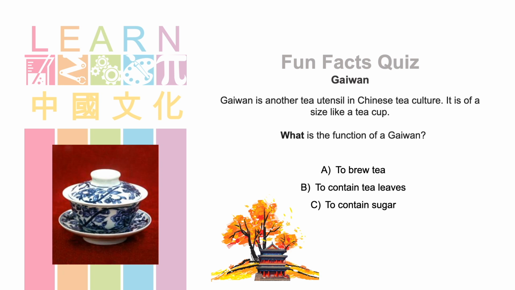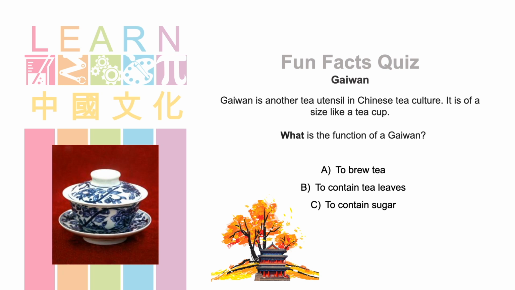We will end today's lesson with a fun fact quiz. 𝗓𝗏 is another tea utensil in Chinese tea culture. It is of a size like a teacup. What do you think is the function of a 𝗓𝗏? A. To brew tea. B. To contain tea leaves. C. To contain sugar. I will give you a few seconds to think about the answer.